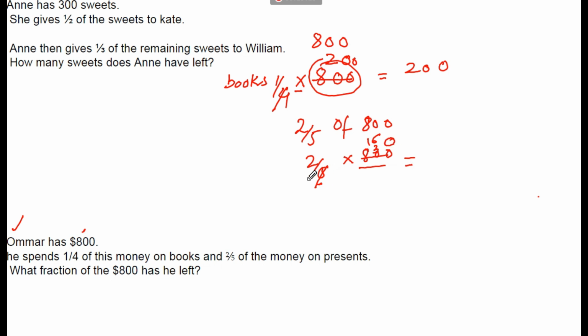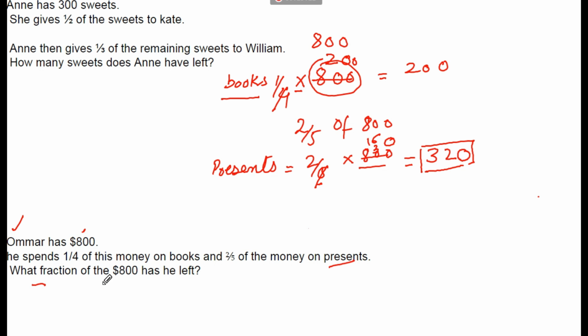So now we are left with 2 times 160. 0 will be written as it is and 2 times 16 is 32. Okay, it means how much money he spent on presents? 320. And we can write over here presents. All right, so this is money for books and this one is for presents.